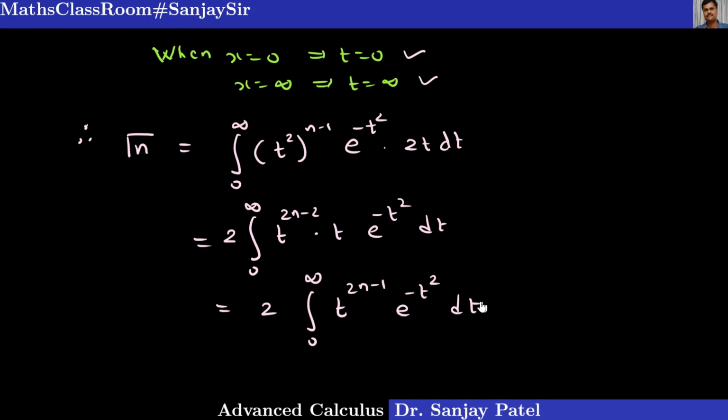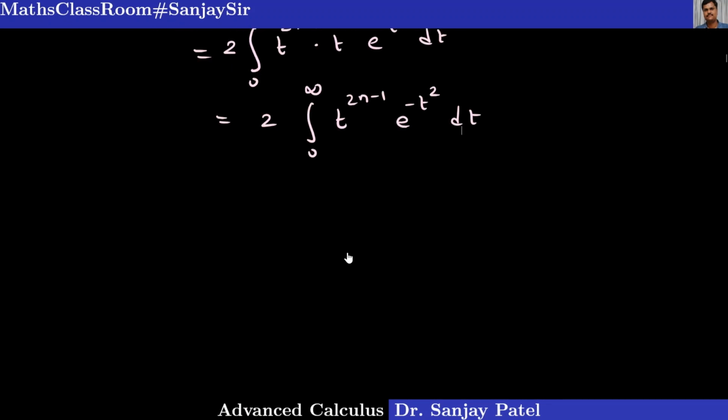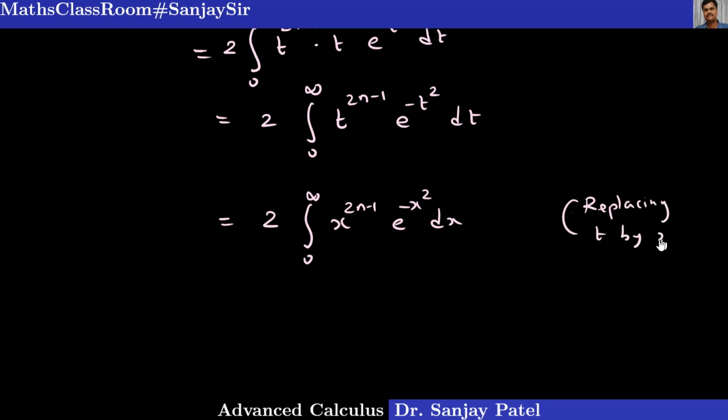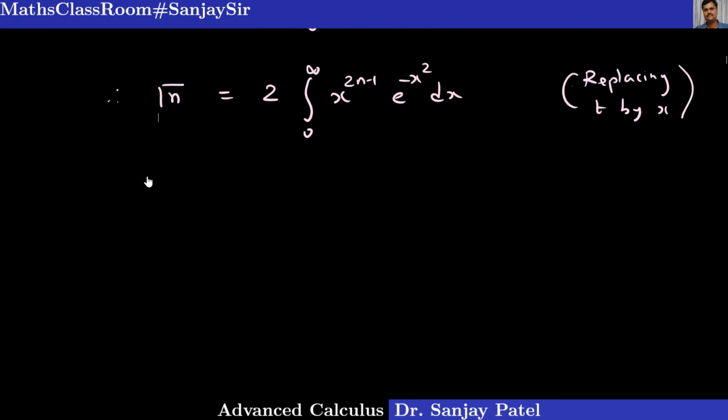And you know, in a definite integral, the variable is not important. So I can replace this t by x. So we get the integral from 0 to infinity of x raised to 2n minus 1 into e raised to minus x square dx, just replacing t by x. Okay. So we get gamma n is equal to this very important integral: 2 times the integral from 0 to infinity of x raised to 2n minus 1 e raised to minus x square.